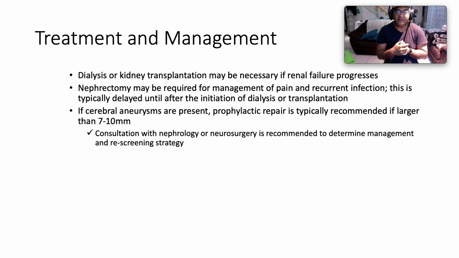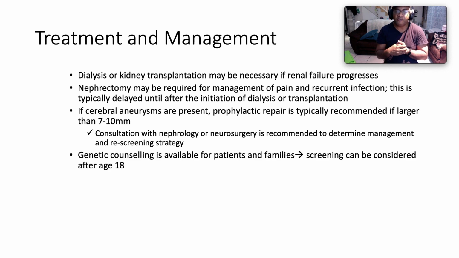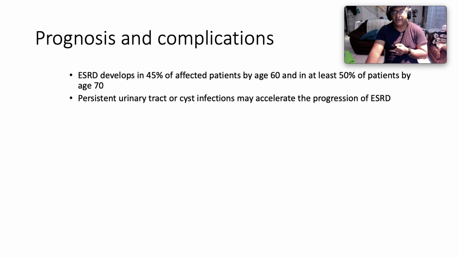This is typically delayed until after we initiate dialysis or transplant. Now, if cerebral aneurysms are present, prophylactic repair is typically recommended if the size is larger than about 7 to 10 millimeters. That's the cut point we use. Consultation with both nephrology and neurosurgery is recommended to determine management and rescreening strategy. Genetic counseling is available for patients and family, and screening should be considered after the age of 18, right?